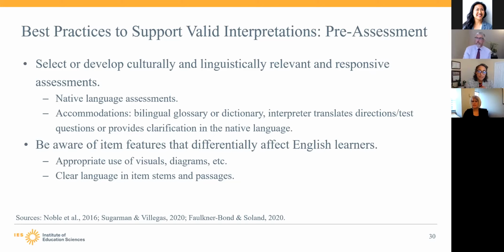So there has been some research on item features that differentially affect English learners. One of the sources that's cited here, the Noble et al. in particular, is a really great handbook. It's based on several research studies that were funded by IES, where I used to work, where they looked at features of science items and came up with recommendations for how to design science items in ways that minimize construct-irrelevant variance for English learners.